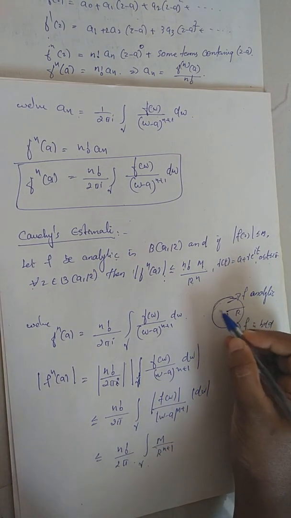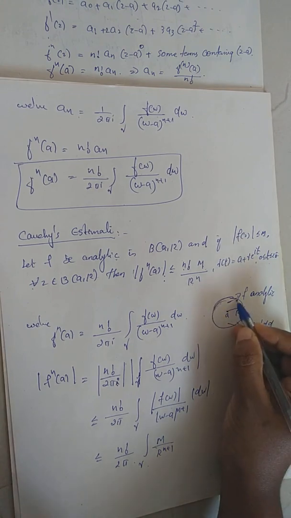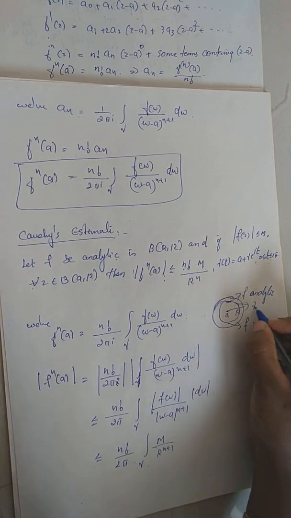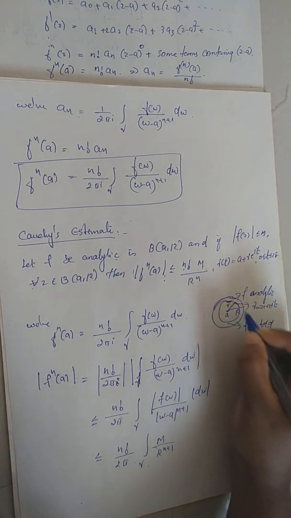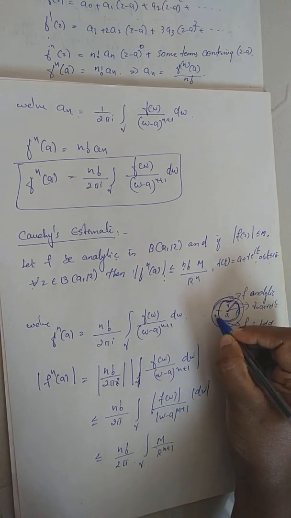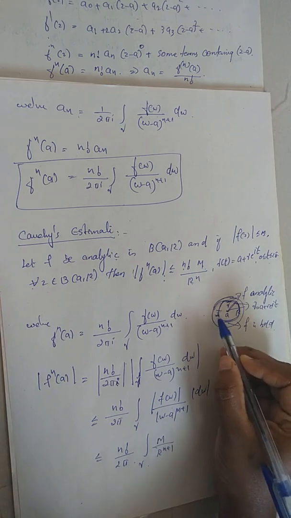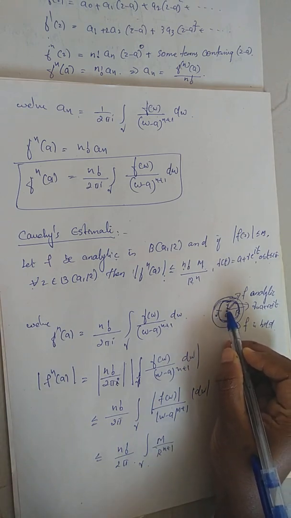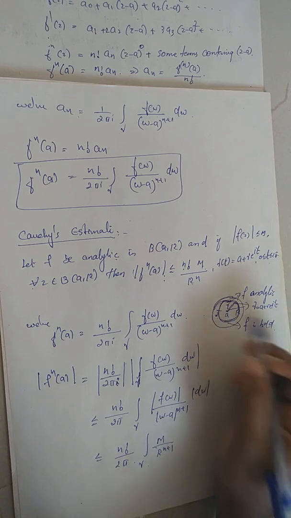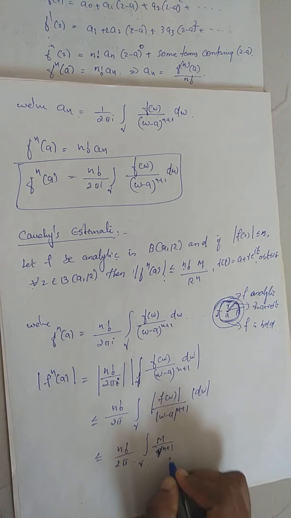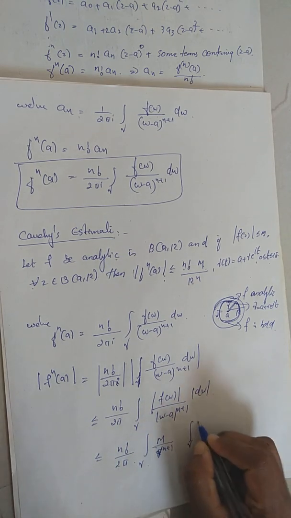The w lies in the trace of gamma. There is a gamma, this is our gamma, which is equal to a plus r e raised to it. This is a small radius r, right? So the element w lies on this boundary. So this w, the distance between w and a, is equal to small r. Therefore this thing will be less than or equal to small r raised to n plus 1, integral over gamma mod dw.